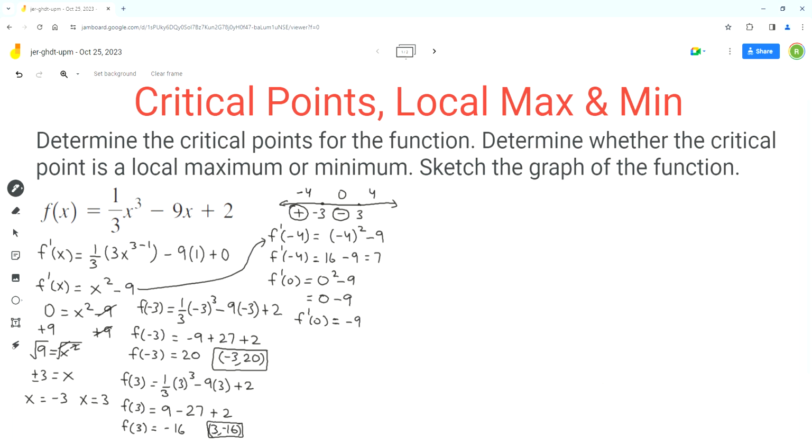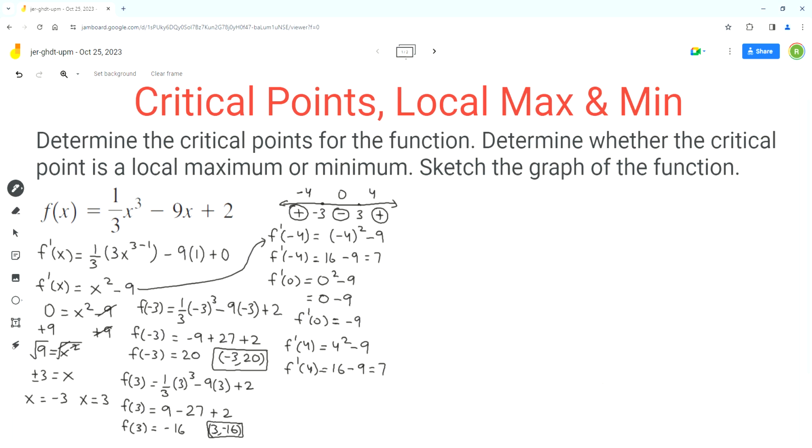Now we can use the last test value, x equals 4. f prime of 4 equals 4 squared minus 9. So f prime of 4 is equal to 16 minus 9, which is equal to 7. So f prime is positive. That means the function is increasing on the right side of x equals 3.